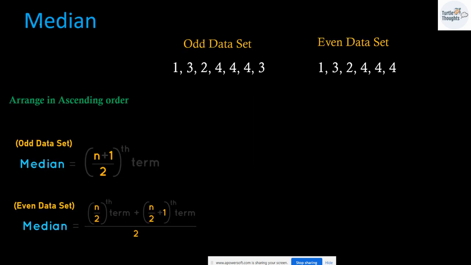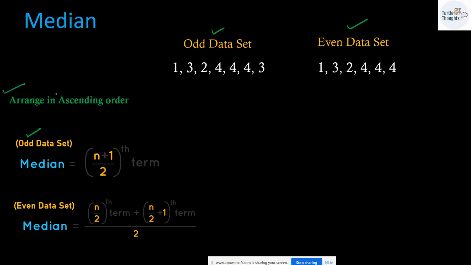Next, we have median. In median, we have two formulas. For odd, it is going to be n plus 1 divided by 2. For even data set, it is going to be the average of the middle values. So I have taken an example of both. The odd data set is 1, 3, 2, 4, 4, 4, and 3.